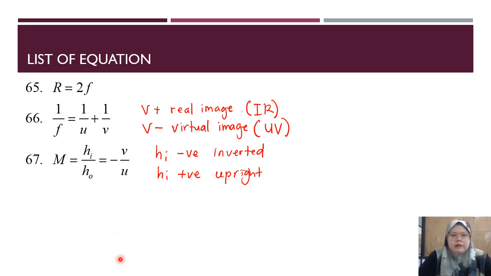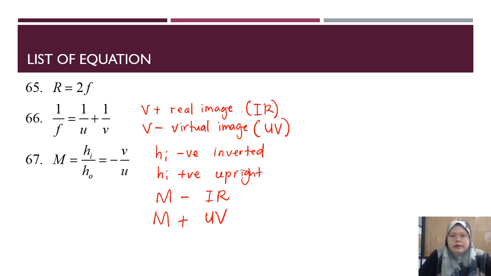And then how about the magnification? So untuk image yang real dan inverted, the magnification will be negative. Okay, so you kena ingat ini untuk IR. Okay, kalau you dapat magnification positive, meaning that the image is upright dan virtual. Okay, please remember this one.